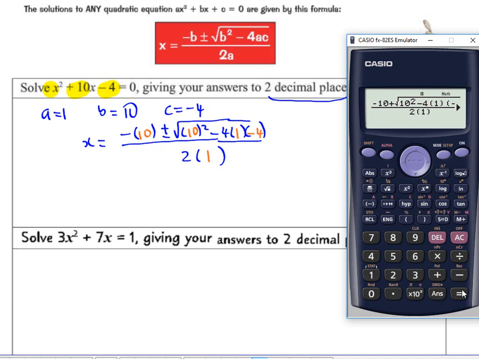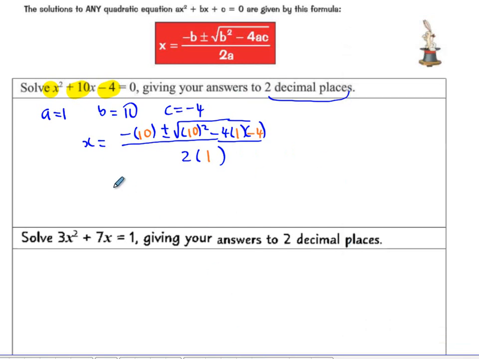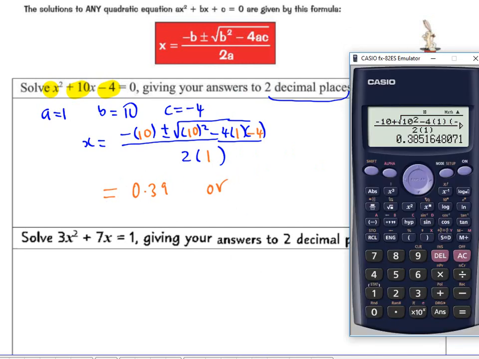And what do I get from there? I get minus 5 plus square root of 29. And if I change it to decimal places, I get 0.385. Just watch. Now, they want your answer to 2 decimal places. Therefore, 0.385 will become 0.39. So my answer for the first answer is 0.39.